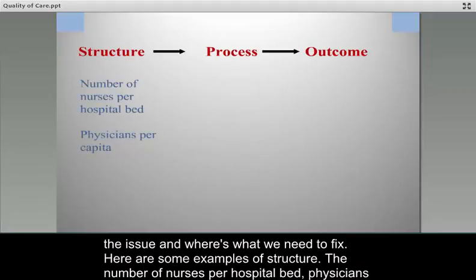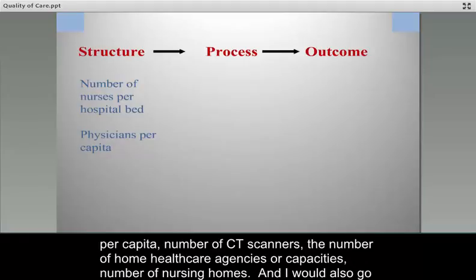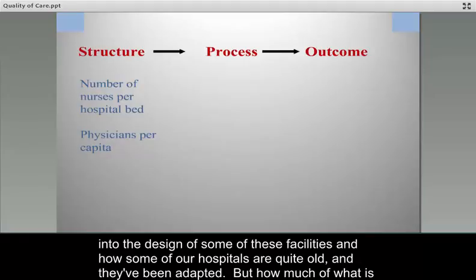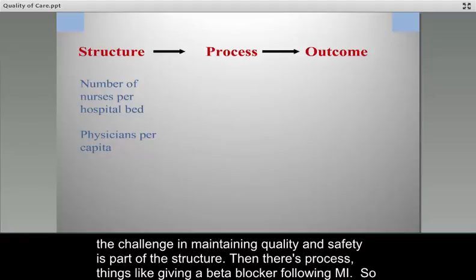I think I mentioned some: the number of nurses per hospital bed, physicians per capita, number of CT scanners, the number of home health care agencies or capacity, the number of nursing homes. And I would also go into the design of some of these facilities, and how some of our hospitals are quite old and have been adapted, but how much of the challenge in maintaining quality and safety is part of the structure.